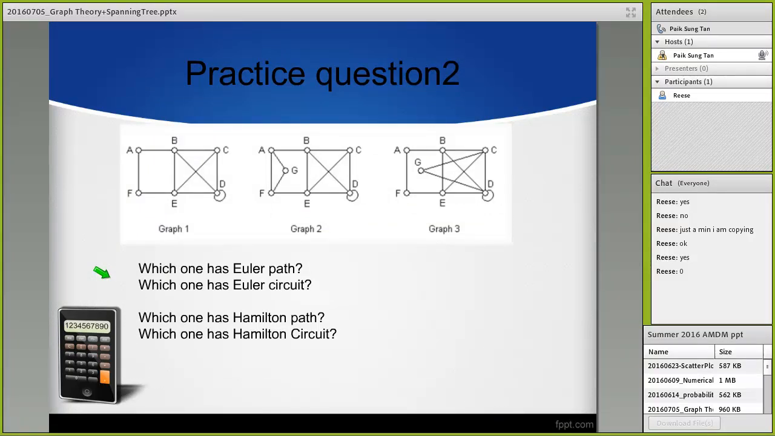Now, compare these three graphs: Graph 1, 2, and 3. We want to see which one has an Euler path, which has an Euler circuit, which has a Hamilton path, and which has a Hamilton circuit. For Hamilton, you will pass through each and every vertex exactly once. You might not pass through each and every edge.